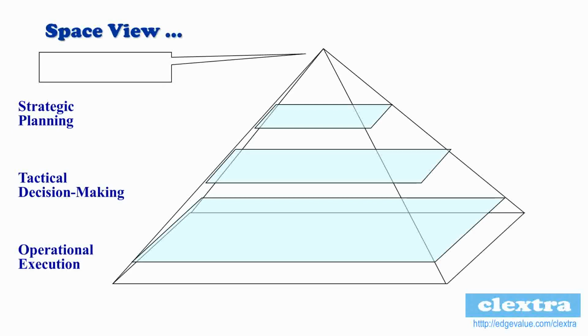And the space view could be something even higher at a higher level that combines these three. It's not just looking at one layer or one slice of the pyramid. You have to be able to look at multiple slices of the pyramid depending on where you are. So we have this concept of space.